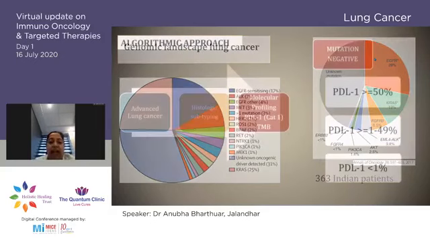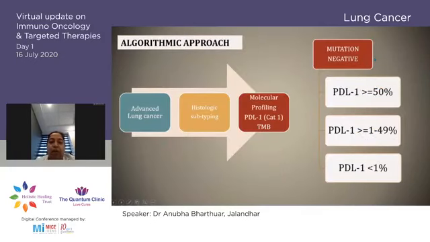For those patients, we have an algorithmic approach where we look at the histological subtype. We do the molecular profiling. If they have no mutations, we look at the PD-L1. And now more and more, we are also looking at the tumor mutational burden. We have learned to subdivide these mutation negative patients into three big subgroups: PD-L1 more than 50%, PD-L1 between 1 to 49%, and those who are PD-L1 negative, less than 1%.